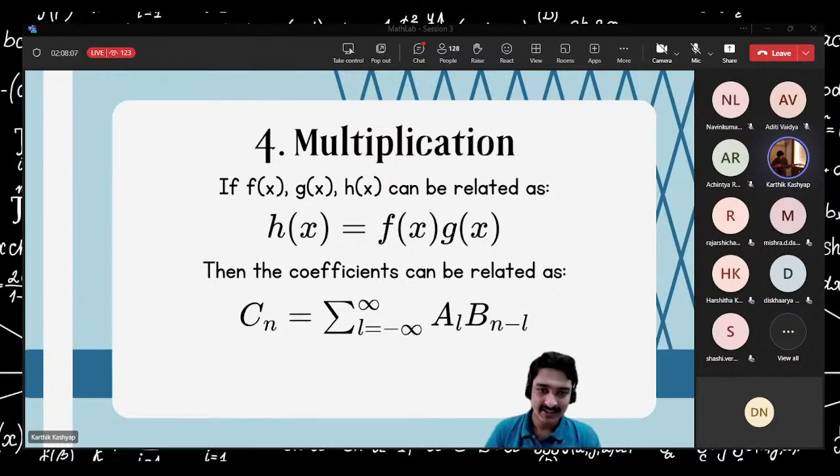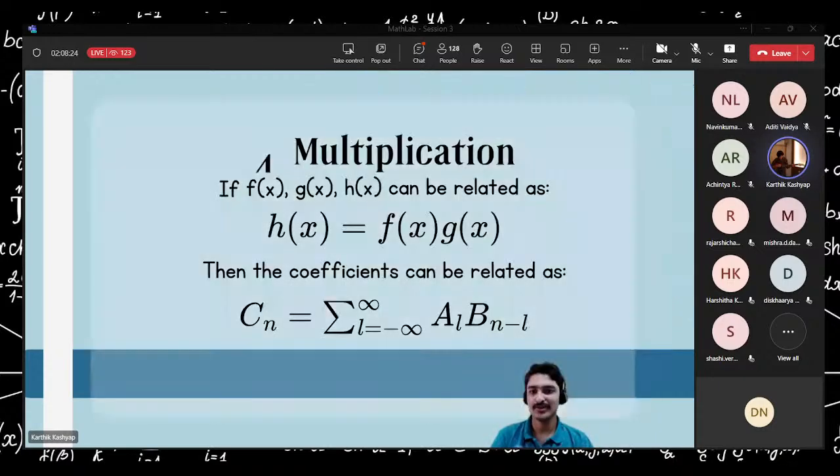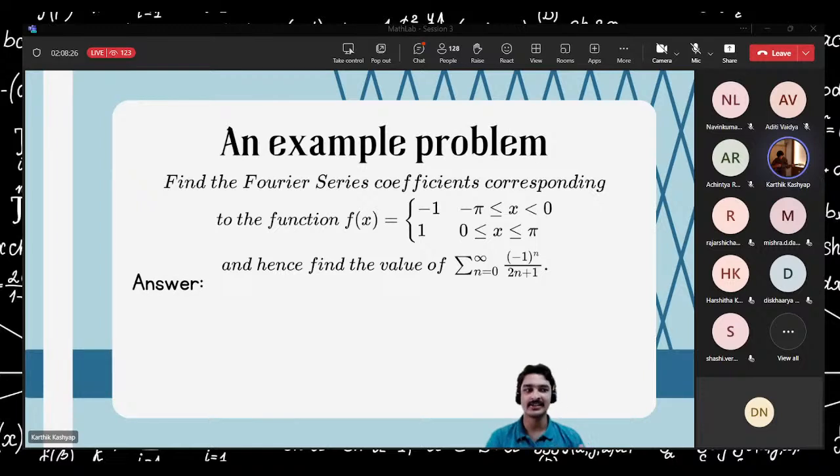So for that, we have this summation such that the sum of the subscripts l and n minus l gives n. So the summation from l equal to minus infinity to infinity of a l times b n minus l is equal to cn. It's not very hard to prove. You can do it. I'm just going to mention it as it is a property.